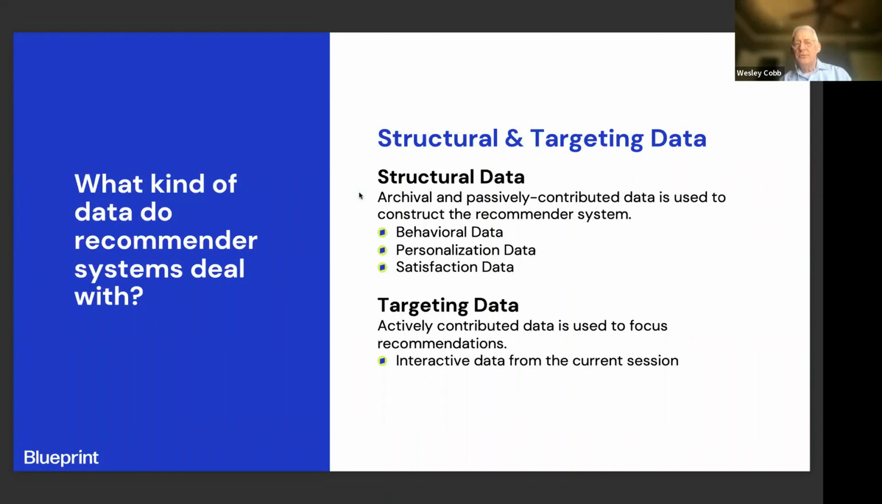In this particular case, there are two main families of data that we're interested in right now. That's what's called structural data, and that's what's called targeting data. Structural data is data that users have passively contributed in the past or that you've gotten through surveys and measurements about your user base. Targeting data is data that a user whom you're currently talking to is actually contributing on the fact. It can also be things like interactive data from the current session.